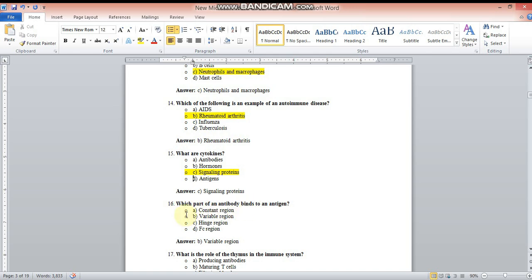The next MCQ is, which part of an antibody binds to an antigen? A. Constant region, B. Variable region, C. Hinge region, and D. Fc region. So the correct option is B.